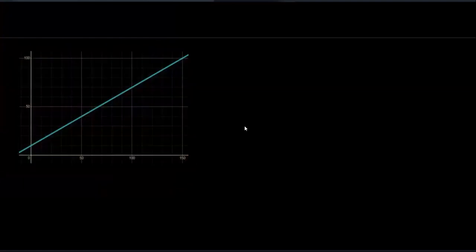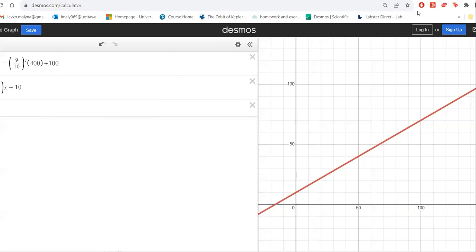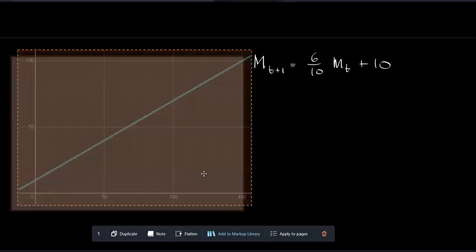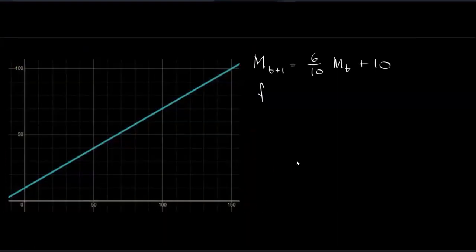So lastly, we're going to talk about cobwebbing. Say I have a system of the form, call it M this time: M of t plus 1 is equal to 6 over 10 M t plus 10. This is just the system that I decided to do here. Our updating function for this system, if we care to write it out, and we should, is just the same thing: f of x is equal to 6 over 10 x plus 10.